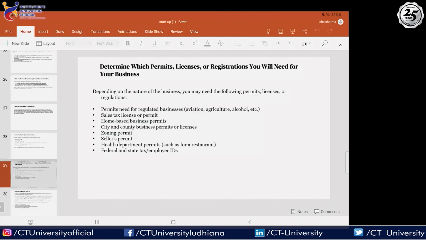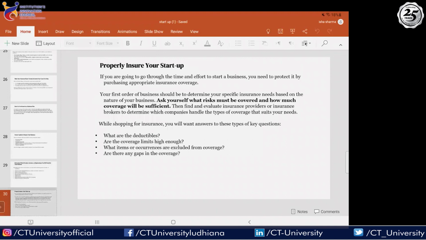Then you cannot miss out on the licenses that you will require according to the line of business that you're into. So whatever your business is, there will be certain certifications, certain licenses. Say, for example, ISO certification and FSSAI license, all that will be required for a food business. So in that case, you need to get that done.